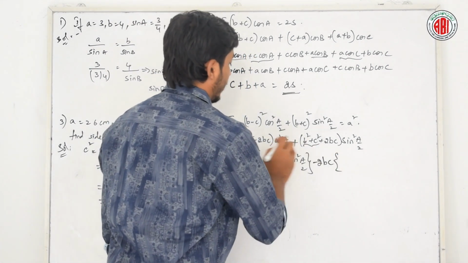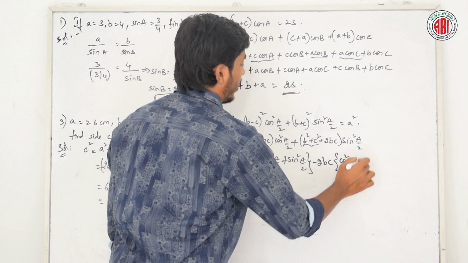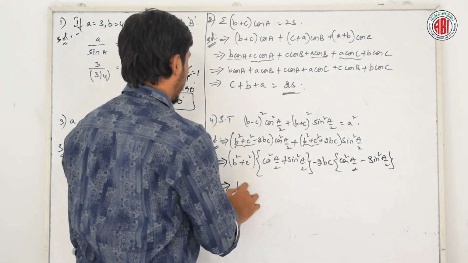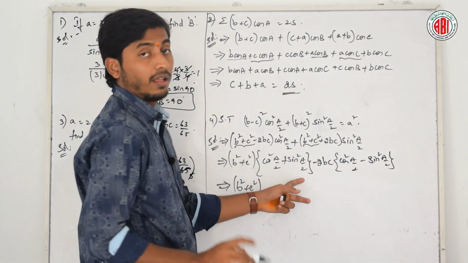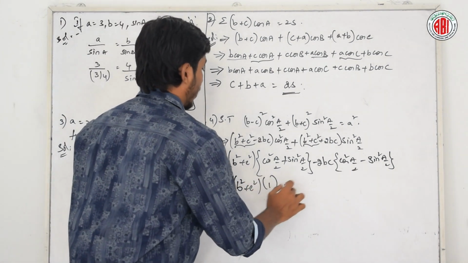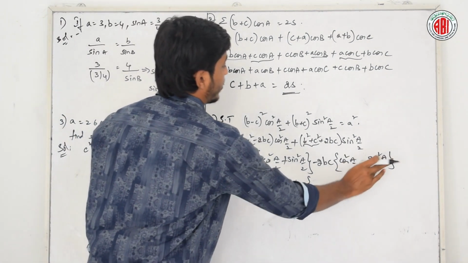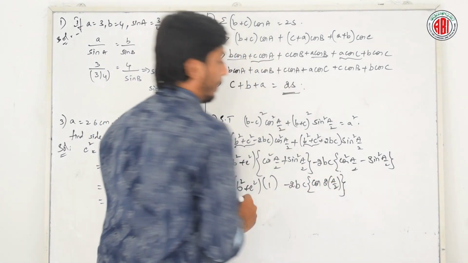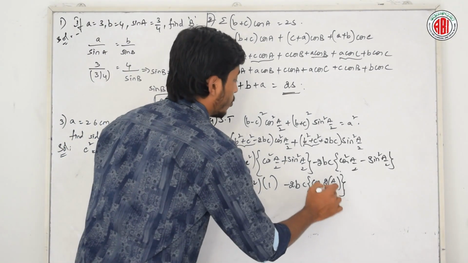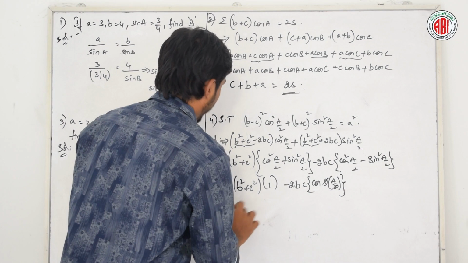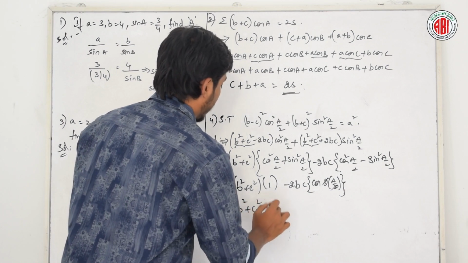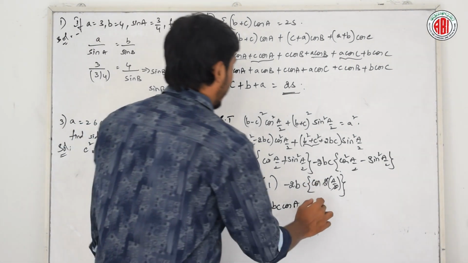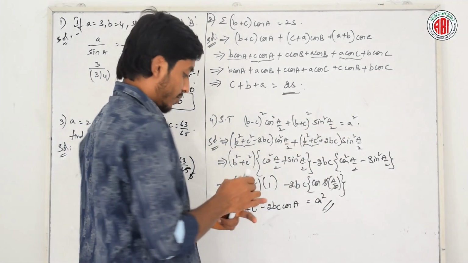what will I get here? Plus cos square A by 2, here minus sin square A by 2. Now tell me, what is the value of cos square plus sin square? That is 1, right? Into 1. Minus 2BC. What is the value of cos square A by 2 minus sin square A by 2? That is cos A. Isn't it? The 2 will get cancelled. Now tell me, B square plus C square minus 2BC cos A, what is the formula of this? That is nothing but A square. That is what he asked us to prove, right?